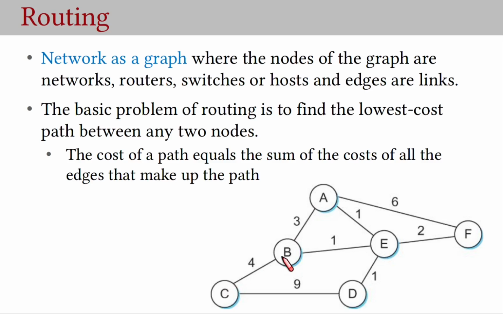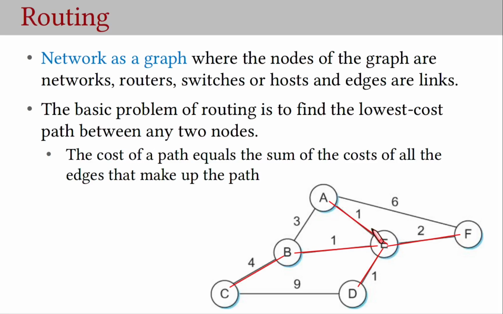And then the basic problem of routing is to find the lowest cost path between any two nodes, where the cost of a path equals the sum of the costs of all the edges that make up the path. For example, one can go from A to F using this link and the cost is 6. But then one can also take this path from A to E and then from E to F, and then the cost is 1 plus 2, which is 3. Alternatively, one can go through B, so A to B, then B to E, and then E to F, and then the cost is again 6.